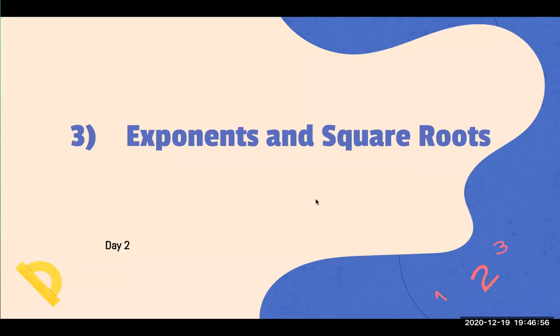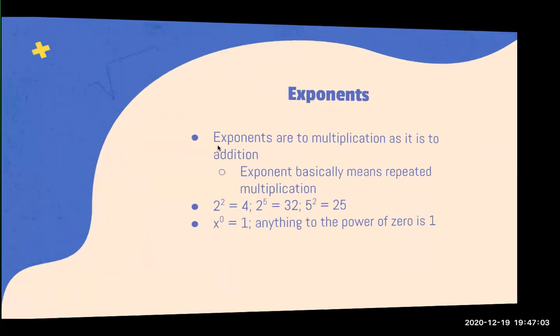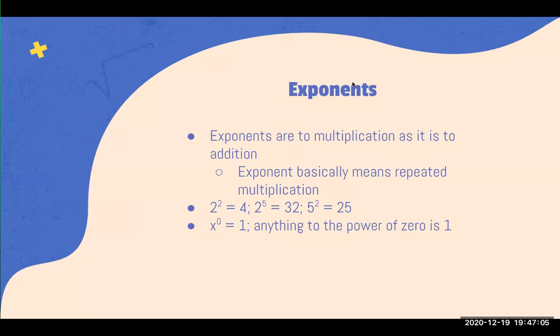We're going to go on to the next one. Okay, so exponents and square roots. So this is from day 2. Exponents and square roots are pretty simple. So we're going to do exponents first. Exponents are to multiplication as multiplication is to addition. You know how multiplication is repeated addition? Exponent is basically repeated multiplication.